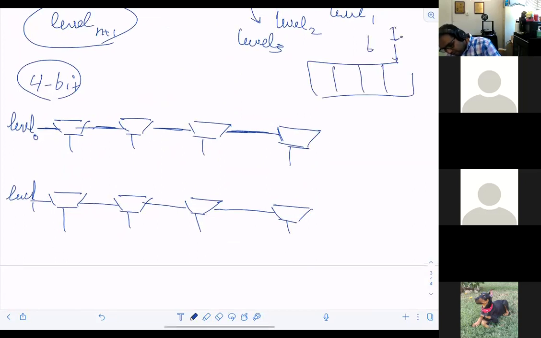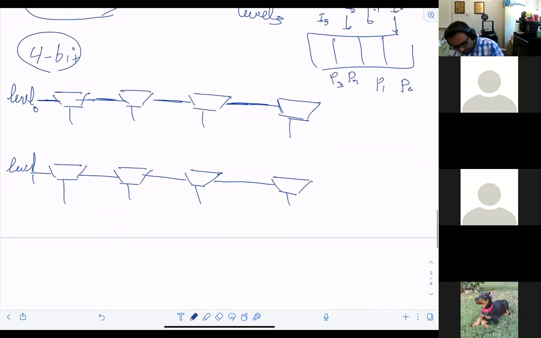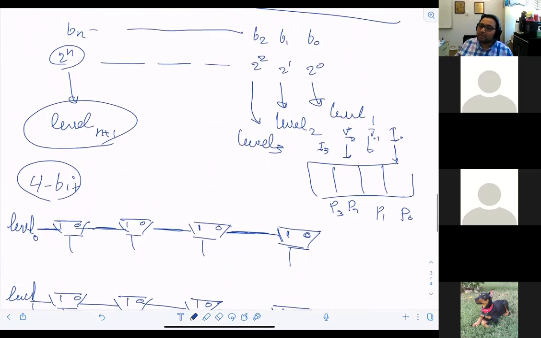I0, I1, I2, I3. Here is P0, P1, P2, P3. Those are the outputs. Now, every single multiplexer has its choices, 0 and 1. How am I going to sort them? It's based on the distance, as we said.